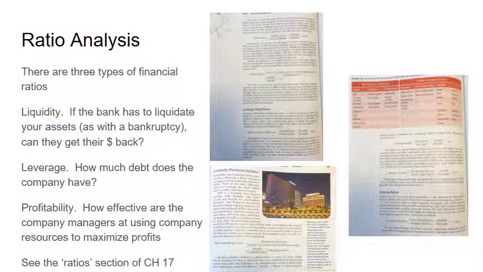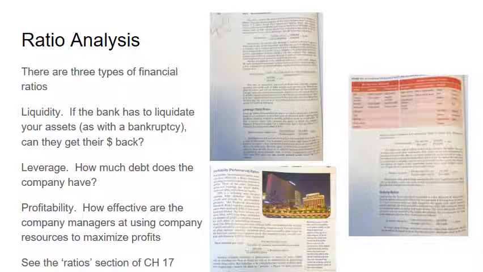So the three ratios are liquidity, leverage, and profitability. Liquidity is like it says. Banks would be very interested in running these liquidity ratios, like a current ratio and an acid test ratio, to find out, hey, if you go bankrupt and we're stuck with the remains of your business, can we liquidate you? Can we sell off all your stuff and get our money that we lent you back? So that's what liquidity ratios are. And you can see the formulas there with the current ratio and the acid test ratio.